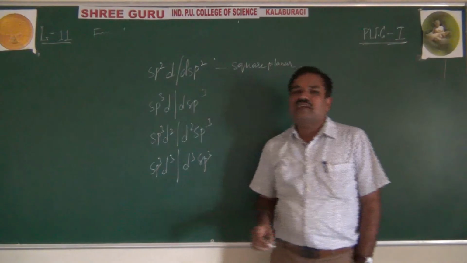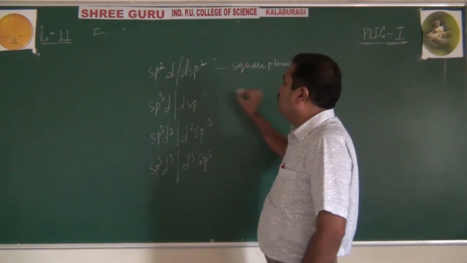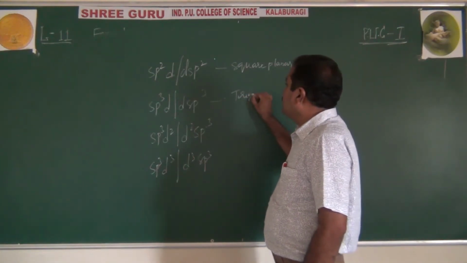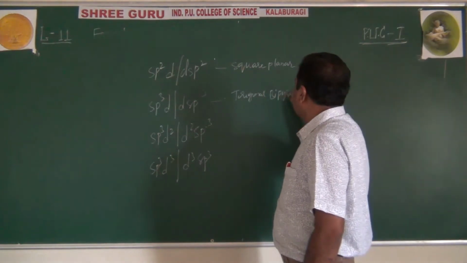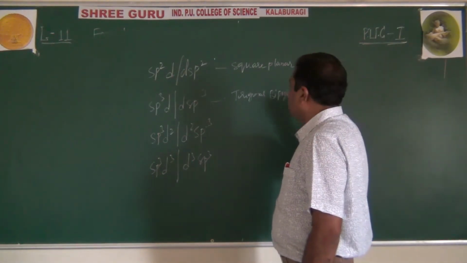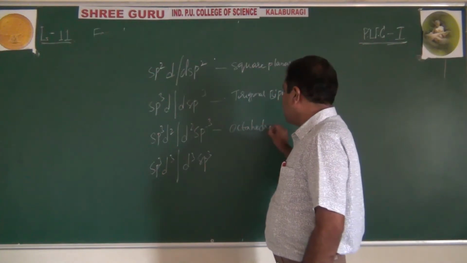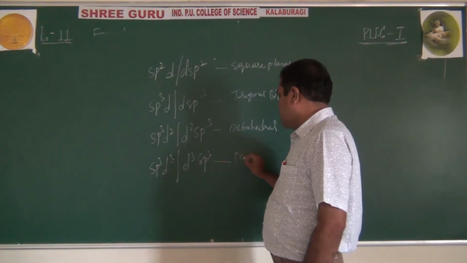Tetrahedral if it is sp3, and if inverse, it is square planar, right? And here sp3d, I told you trigonal bipyramidal, and this one octahedral. And this one I told you that is pentagonal bipyramidal.